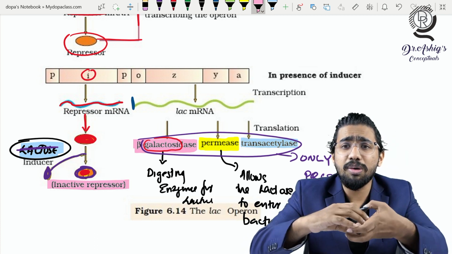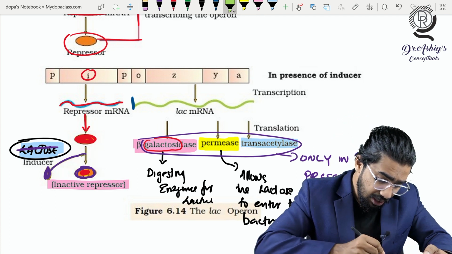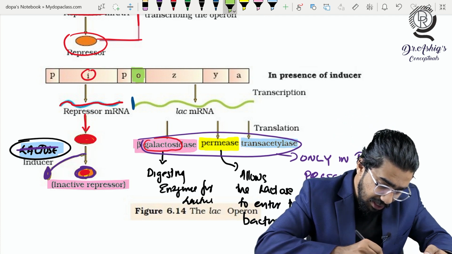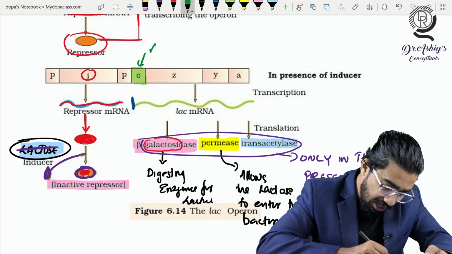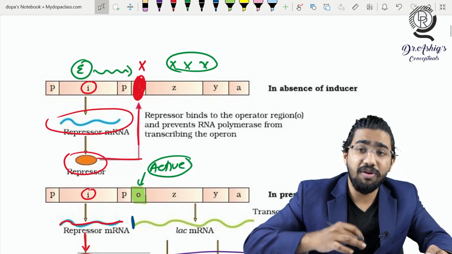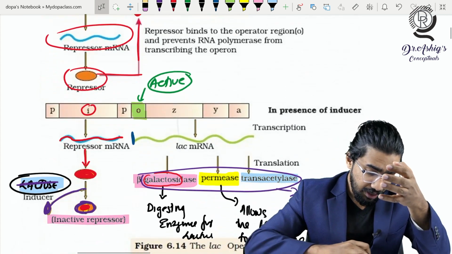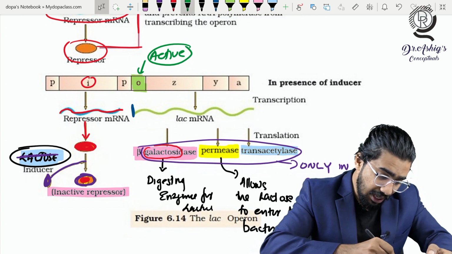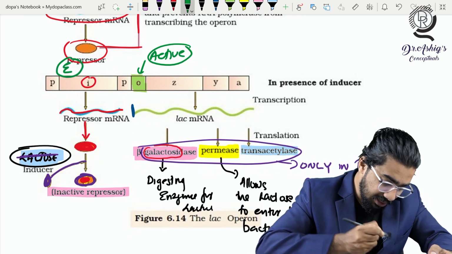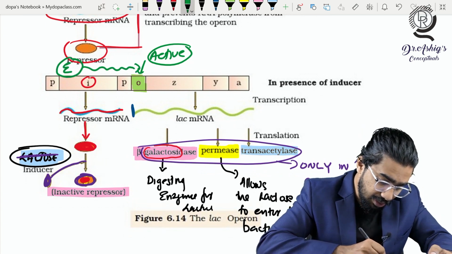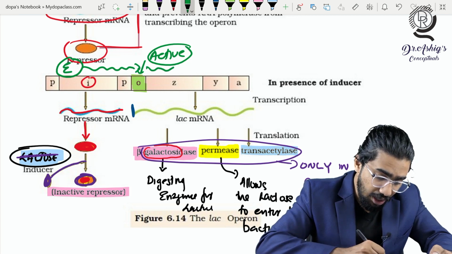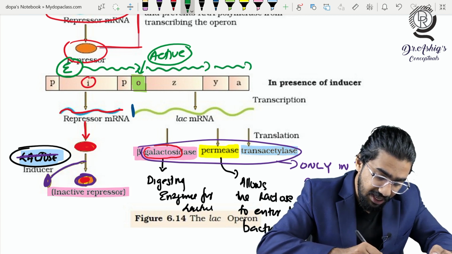If there is no repressor, the operator region will remain active. In the above picture, the operator was getting blocked. So if there is no repressor, the operator will become active. At that time, if the enzyme for transcription comes here, you can see the operator is active, so transcription of the ZYA region will occur.